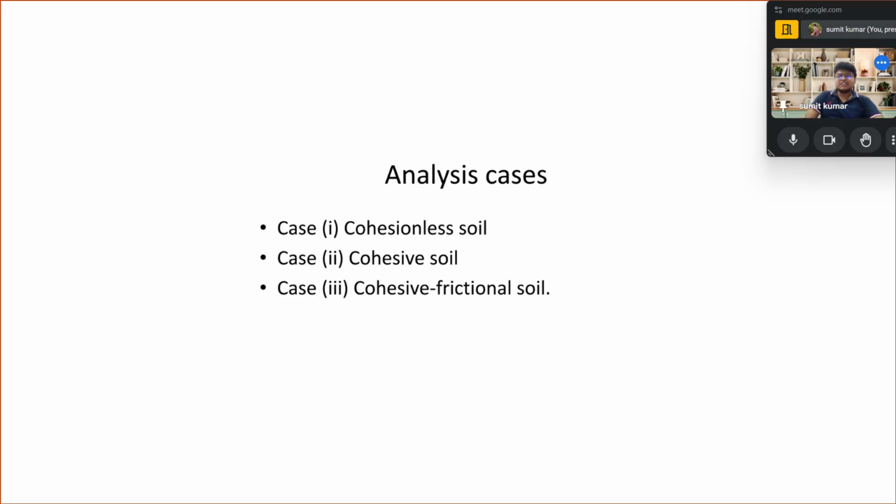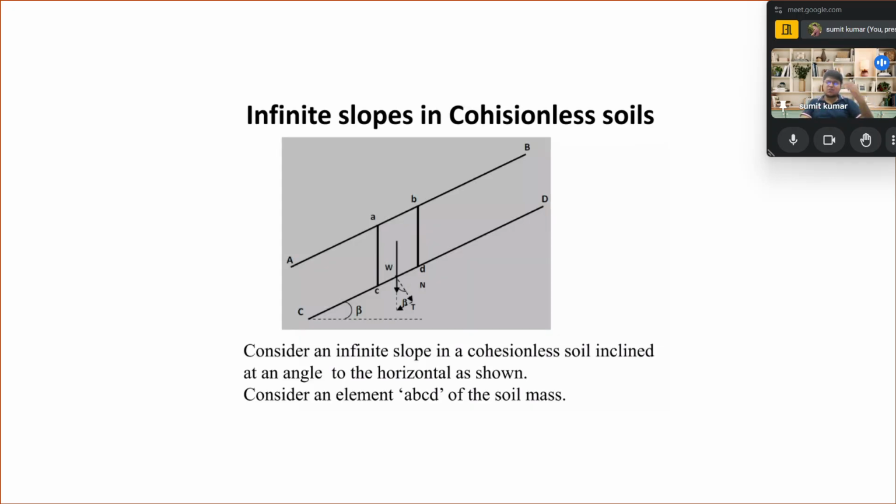Now we talk about the infinite slope in cohesionless soil. First of all, consider an infinite slope in cohesionless soil inclined at an angle beta to the horizontal as shown. Consider the element A, B, C, D. Over here you can see the image in which the section is variable. This may be acting as a slice. Over here, W is acting in the downward direction.